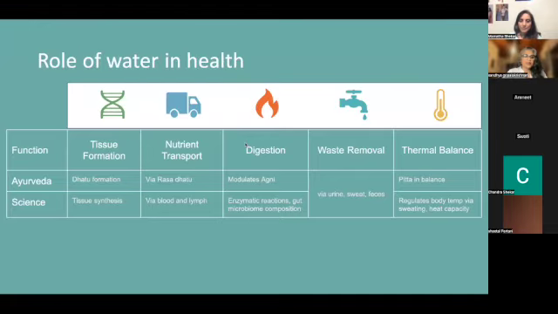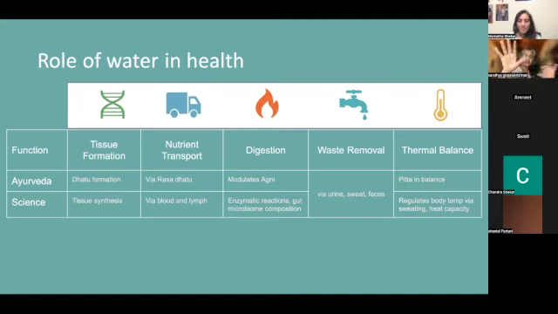We drink, as Mamta said, a lot of water. And there are certain functions that water actually plays in our bodies. I've listed some of them here. And these are sort of similar between the Ayurvedic system and science. You can draw parallels. Like, for example, tissue formation, there's something called dhatus in Ayurveda where basically water is a major component of the first dhatu, which is the rasa dhatu, which translates in modern science, if you will, as tissue synthesis.